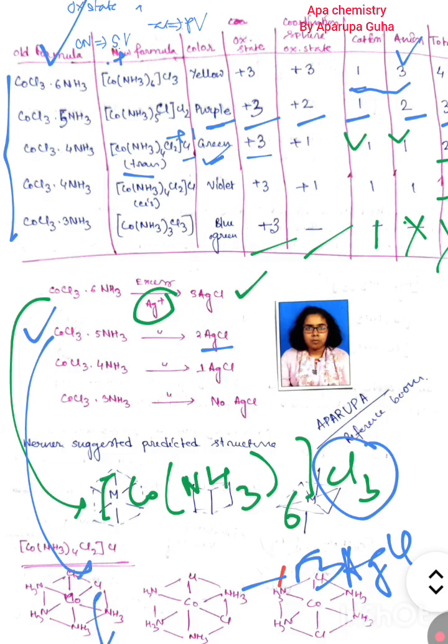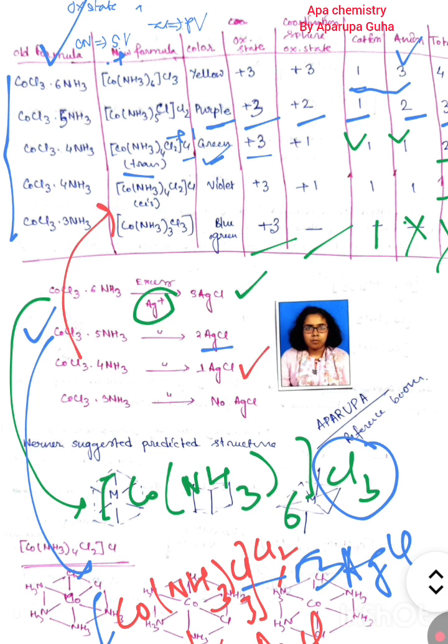Because there must be cobalt NH3 whole 5 Cl2, and from this 2 AgCl can be formed. Okay, next, there must be 1 AgCl formed. Why? Because there must be cobalt NH3 whole 4 Cl2 and Cl is there, so only in the ionizing sphere 1 Cl is present. Outside of the coordination sphere, that is 1 Cl is present.